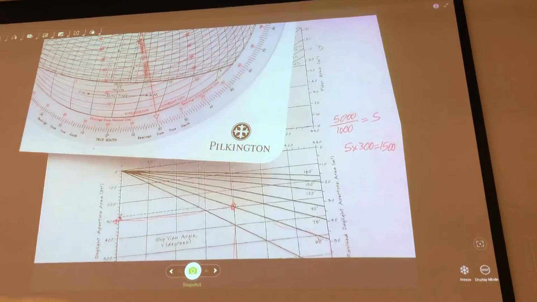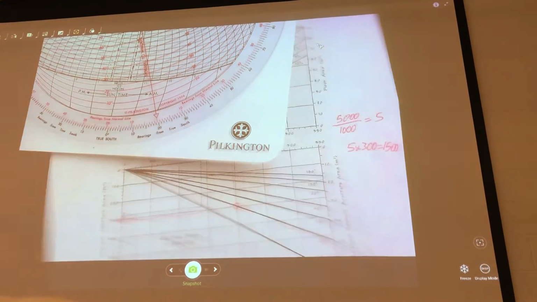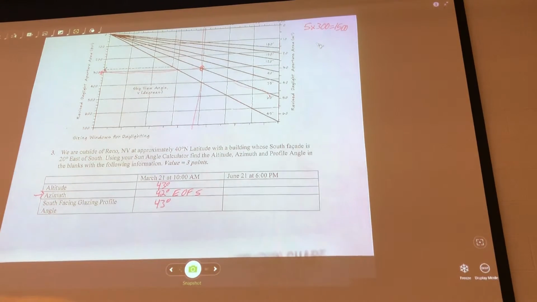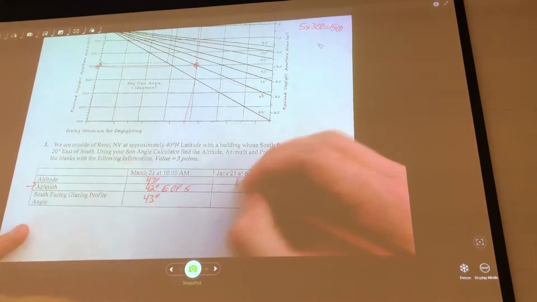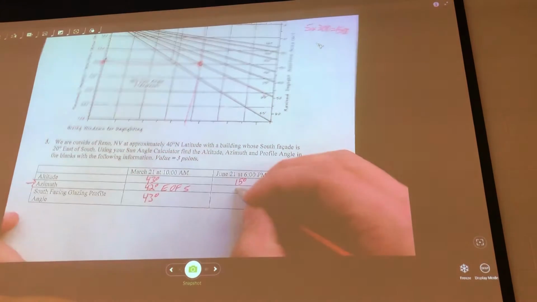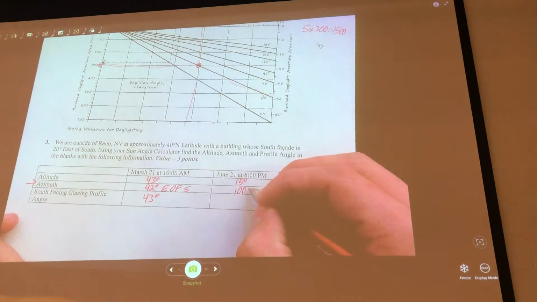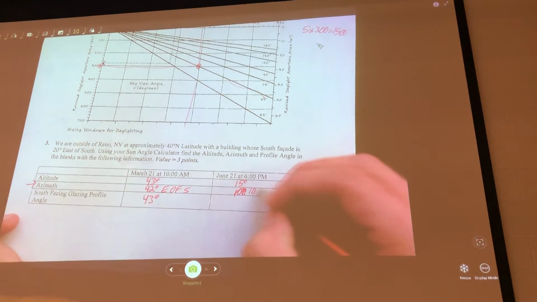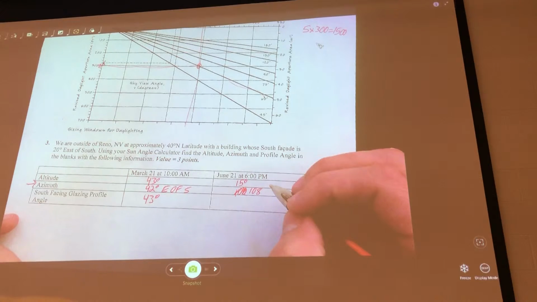All right, so how about the altitude for June 21st at 6? 15 degrees? Okay. Azimuth, 100. What? 100 degrees. No, 108. 100, that's it? 108? Yeah. Okay, 108? West of south. There you go.